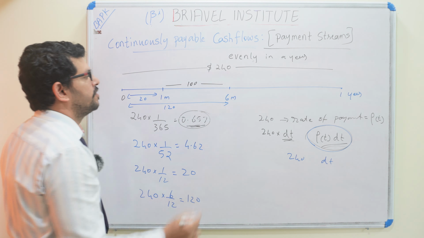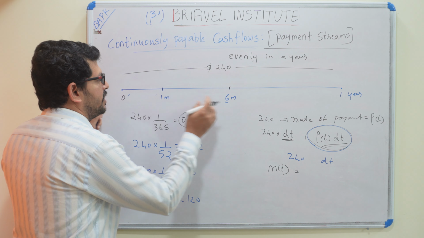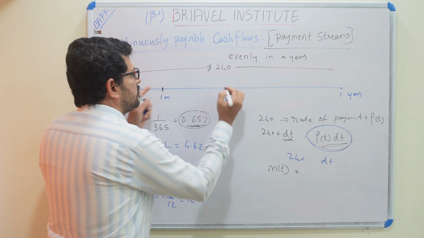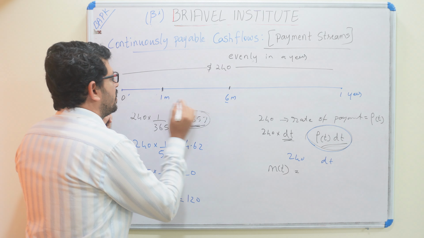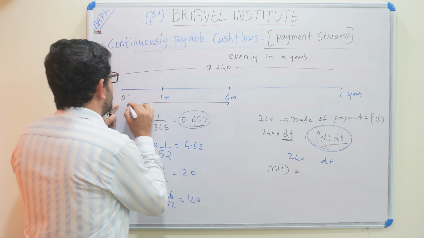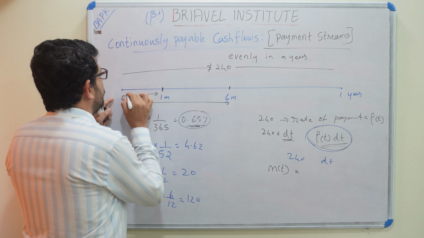But you don't calculate like that. Now we need to calculate for a particular period of time. What is my payment from 1 month to 6 months? The total payment is represented as M(t). What is M(t)? I am asking about the total payment from 1 month to 6 months. So how to calculate? First we calculate up to 6 months, then we subtract 1 month.